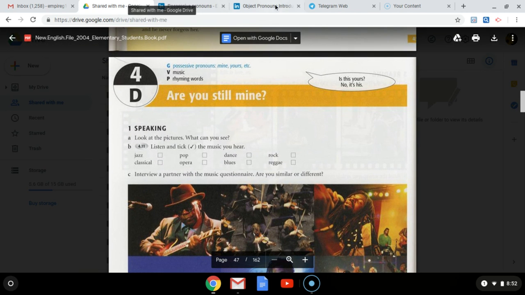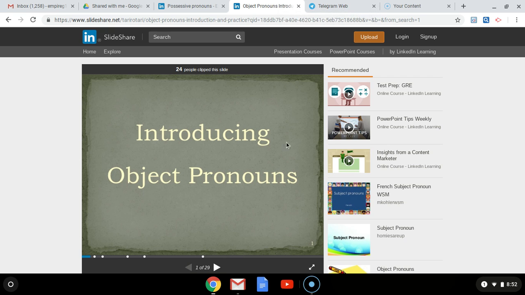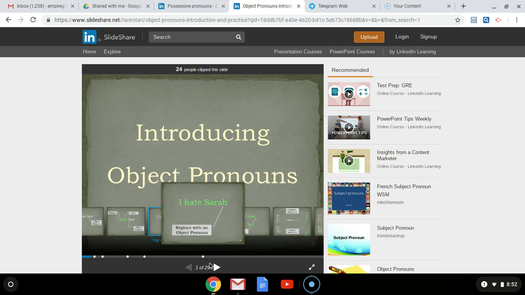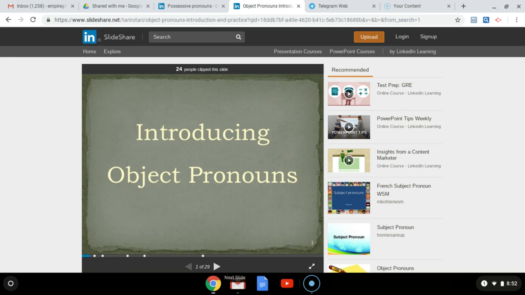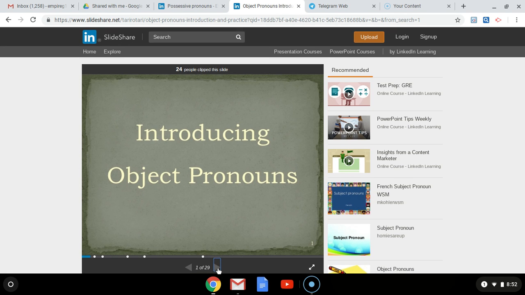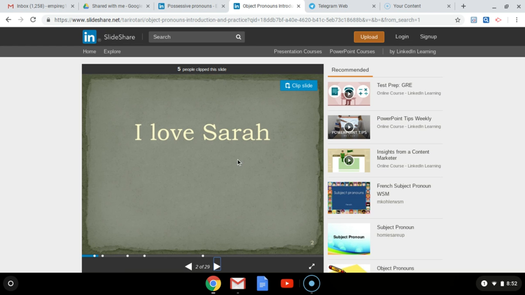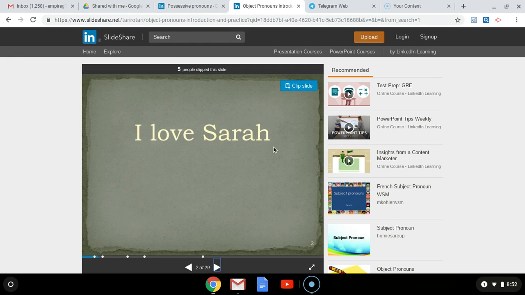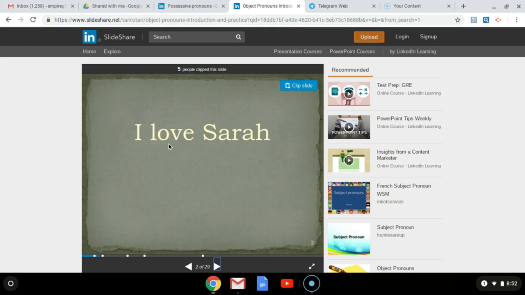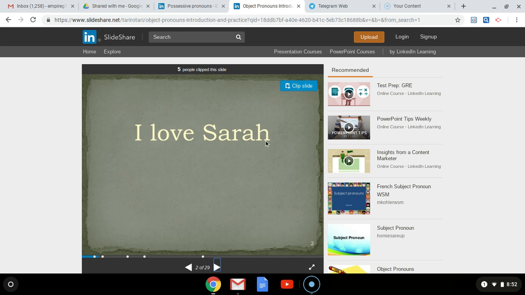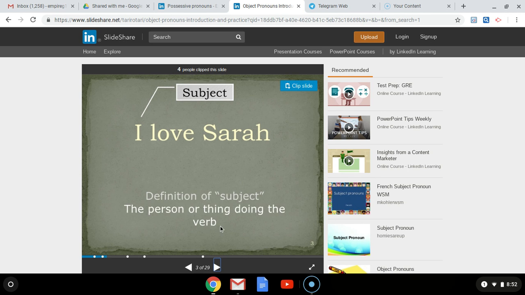Now we are going to talk about object pronouns first. Introducing our object pronouns, and I want you to listen very carefully. When we say object pronouns, you say I love Sarah. This is a typical sentence, right? I is the speaker, love is the action word, and then Sarah is the object. Who do I love? It's Sarah.